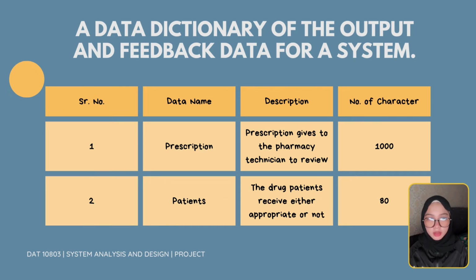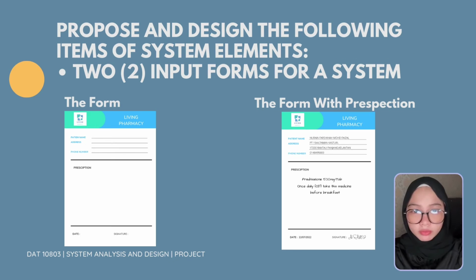A data dictionary of input data for the system. There is prescription. Prescription is given to the pharmacy technician to review. It has 1000 number of characters. Next, data name patient. The drug the patient receives, either upright or not. It has 80 number of characters.